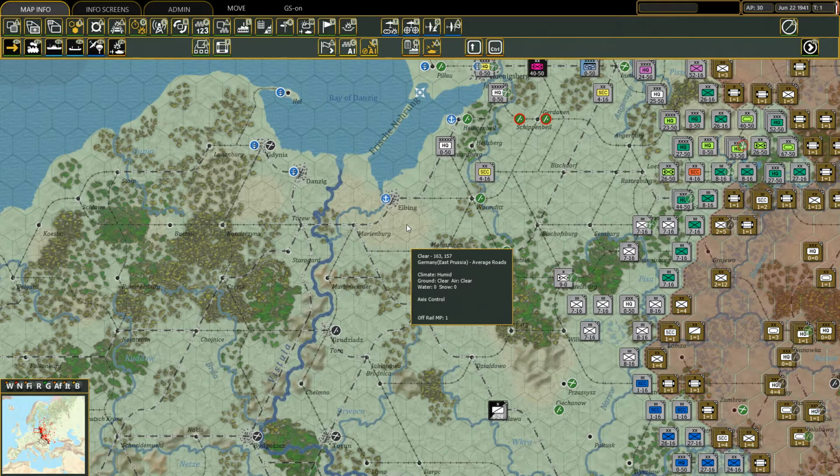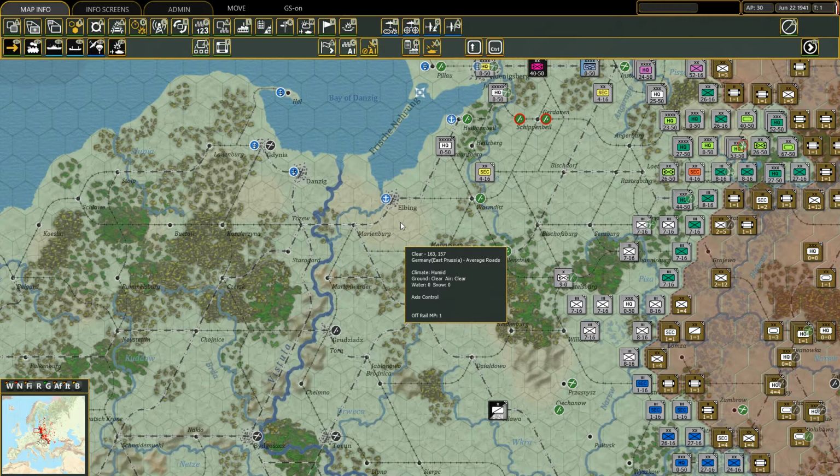Now, this is a concept that it took me a while to understand, and honestly, I do not understand it entirely. So please, guys, let me know in the comments below. What I understood is that the off-rail MP indicates the number of hexes to cross in order to reach another hex containing a rail yard connected to the national railway network.